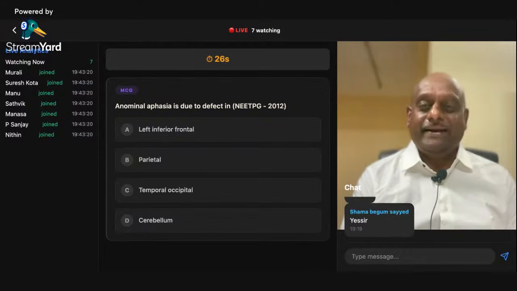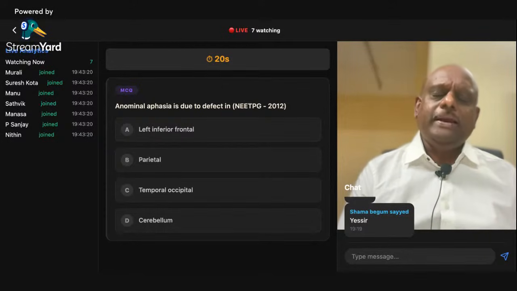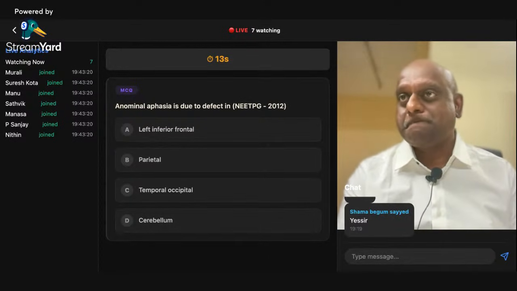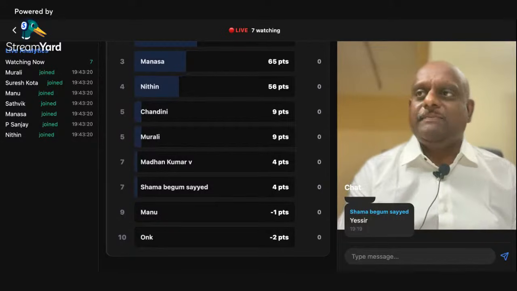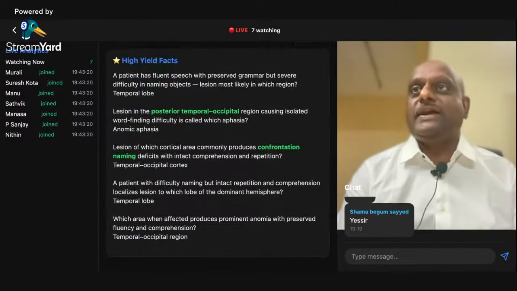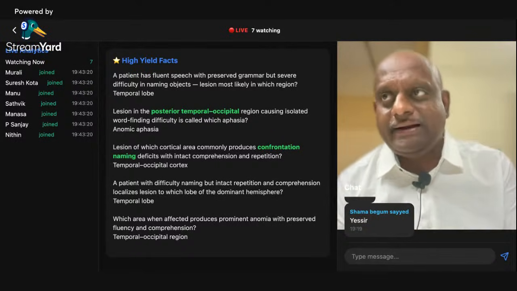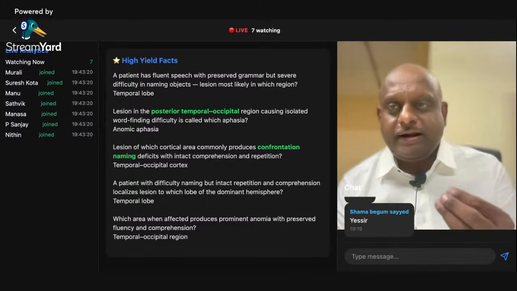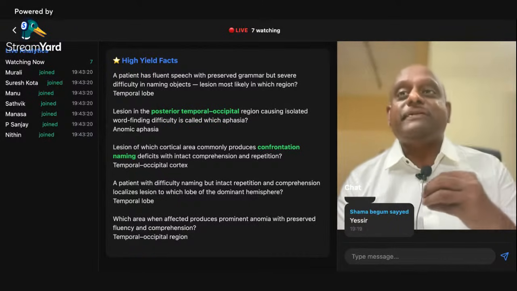Anomic aphasia is typically a lesion in which area, doctor? Punch in your answer. Anomic aphasia is due to a defect in which area? So you should know. Good, Satvik and Sanjay rocking the game. Temporal occipital is the defect in anomic aphasia. So the patient has fluent speech with preserved grammar, but severe difficulty in naming objects. Then the lesion is in the temporal lobe. So the posterior temporal occipital area causing word finding difficulty is called anomic aphasia.